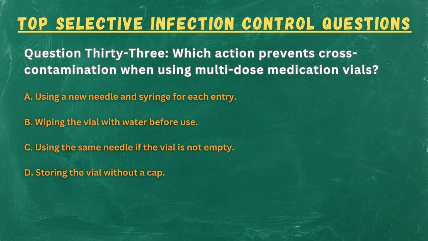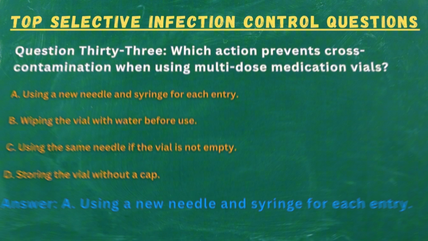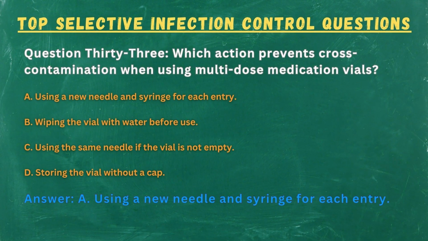Question 33. Which action prevents cross-contamination when using multi-dose medication vials? A. Using a new needle and syringe for each entry. B. Wiping the vial with water before use. C. Using the same needle if the vial is not empty. D. Storing the vial without a cap. Answer: A. Using a new needle and syringe for each entry.